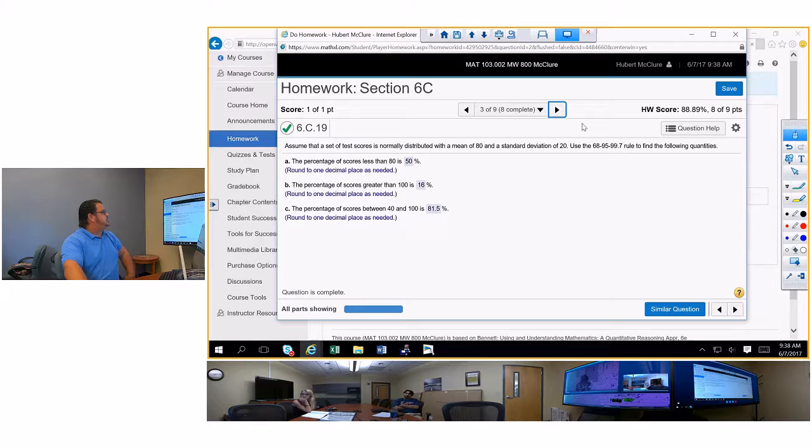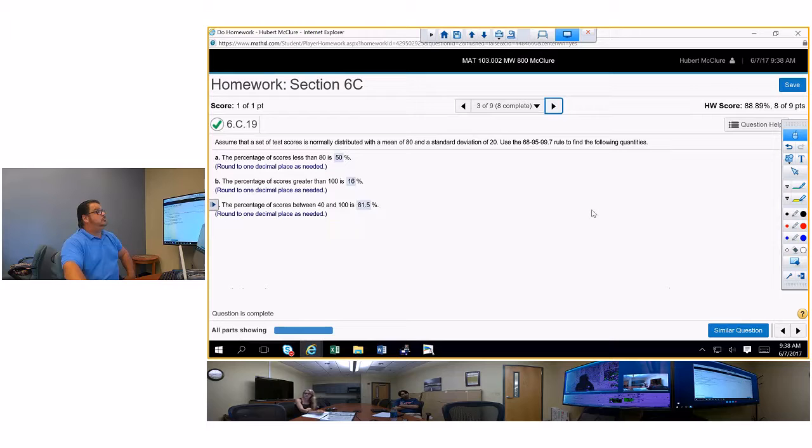Here's the question that you might see on the test. Make sure you write it down. And this is the empirical rule. Oh, that's an easy one. We did that on Monday. I know, but I want to make sure I cover all of them. And then we'll do questions. Assume that a set of test scores is normally distributed with a mean of 80 and a standard deviation of 20. Use the empirical rule to find the following quantities.